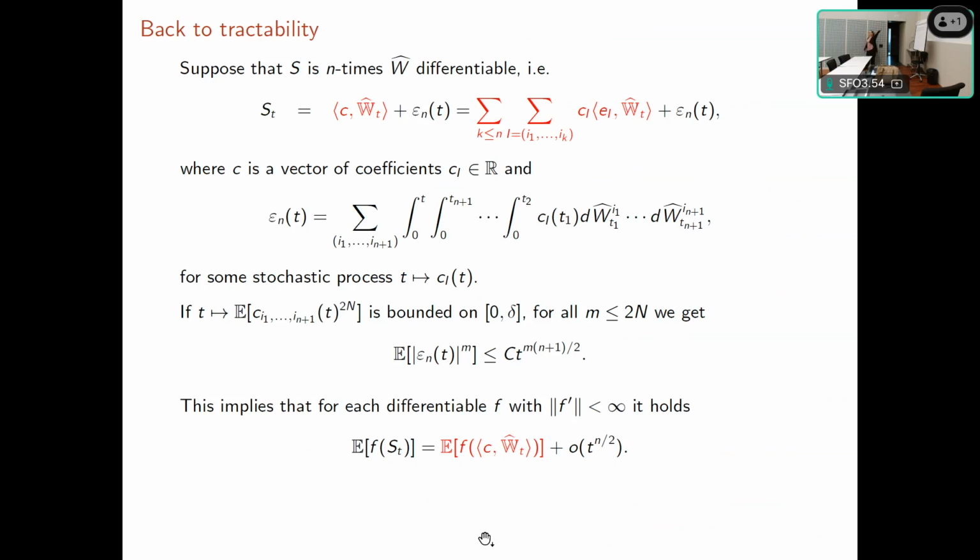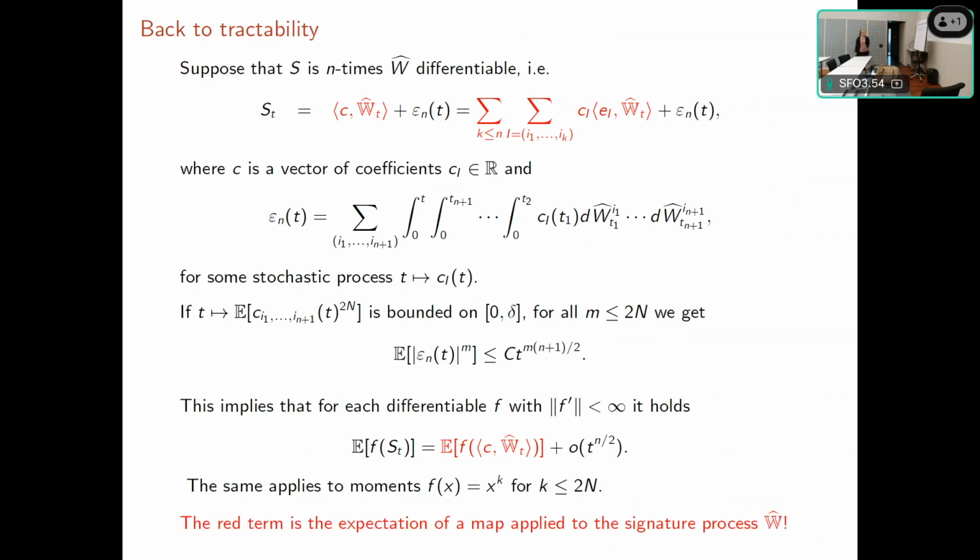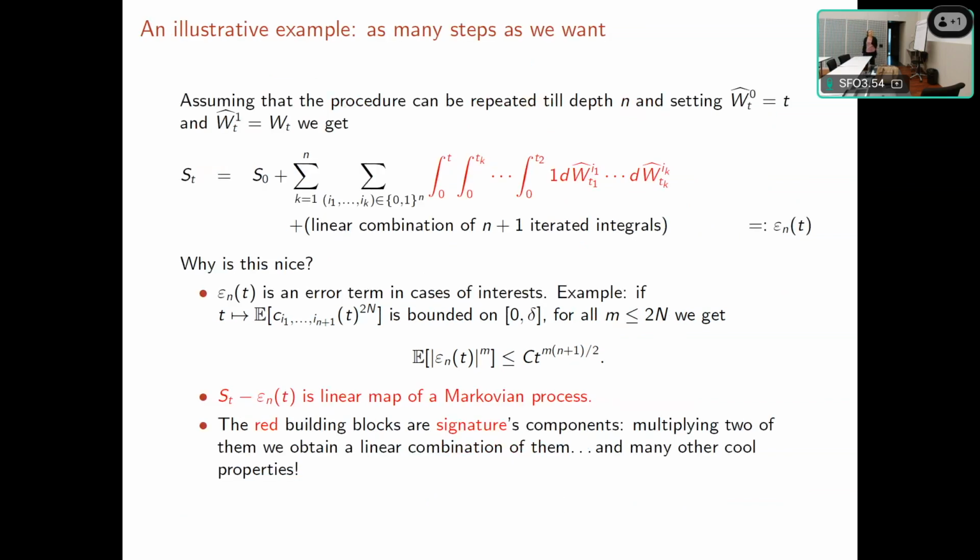So every time that we want to compute the expectation of f of S, we can, for t small, compute the expectation of the linear combination of the signature. And also moments. So you have a trade-off between the regularity of f and the integrability of the error term. Okay, so there are many things where you can do it. The right term is the expectation of a map applied to the signature process. And the signature process is a Markov process.